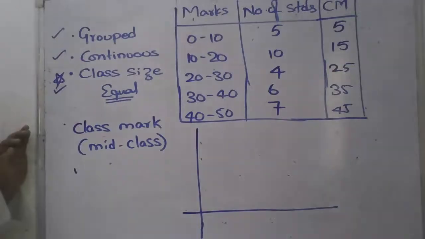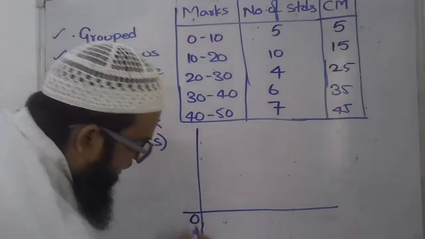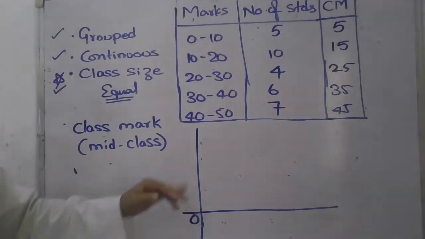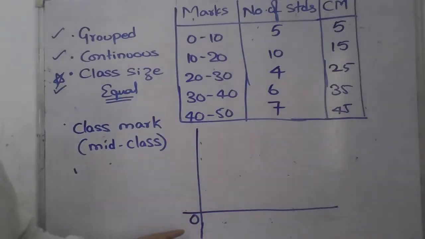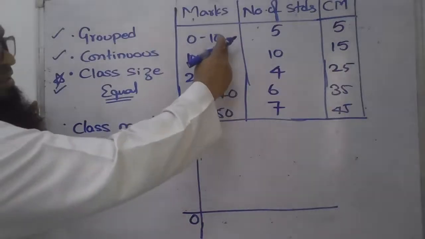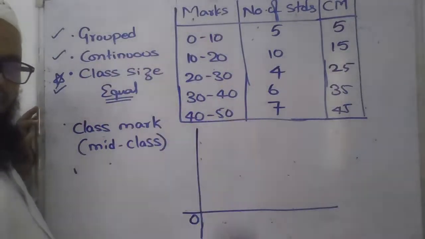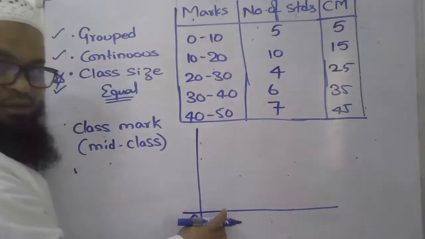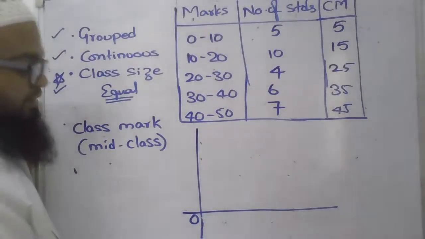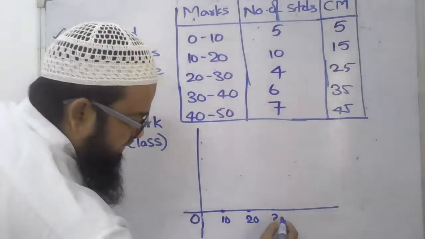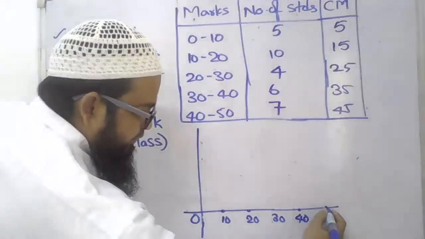Okay, I have taken x-axis and y-axis, and the origin will start with 0. O is the origin, and it contains the coordinates of x as 0 and y as 0. So on the x-axis it is 0, and the y-axis also starts with 0. Everywhere the class size is the same, so take the class size as 1 unit, as the scale of the x-axis. So the first one 10, 20, 30, 40, 50.